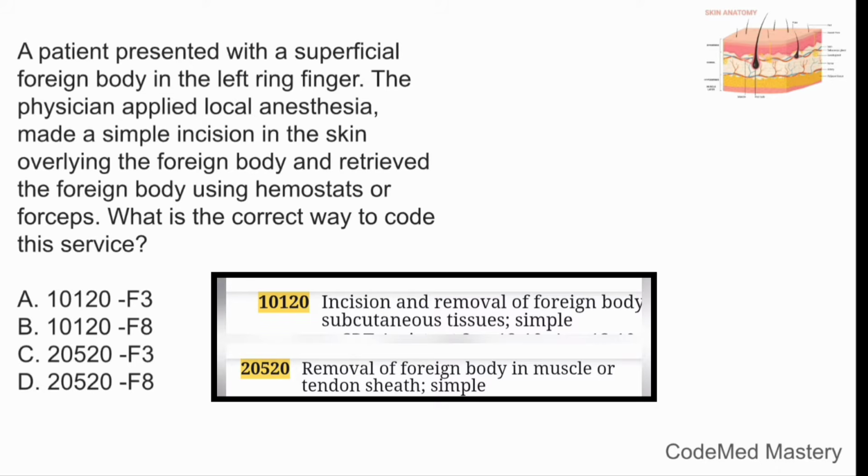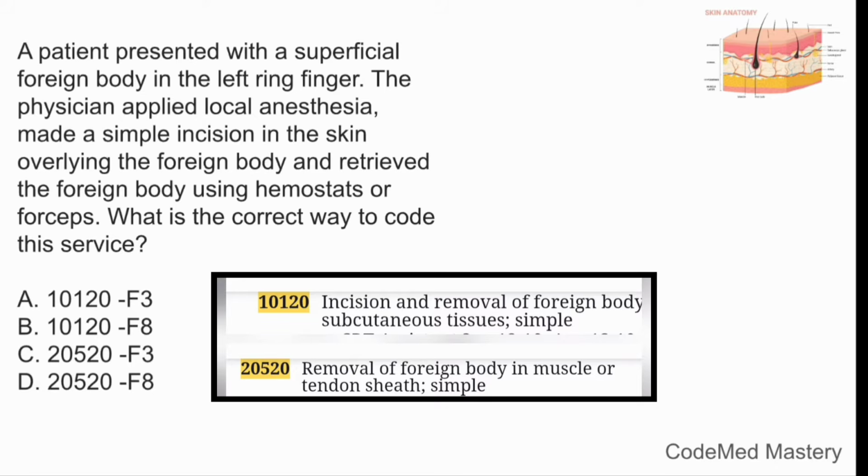Now let us read the question. A patient presented with a superficial foreign body in the left ring finger. The physician applied local anesthesia, made a simple incision in the skin overlying the foreign body and retrieved the foreign body using hemostats or forceps. What is the correct way to code this service?